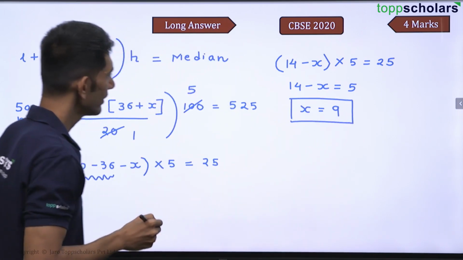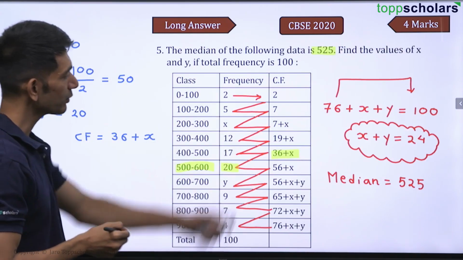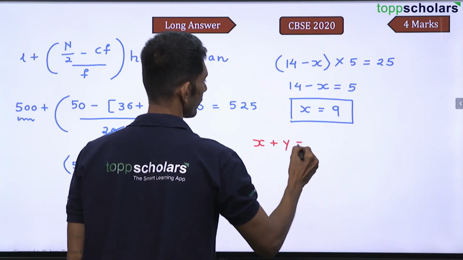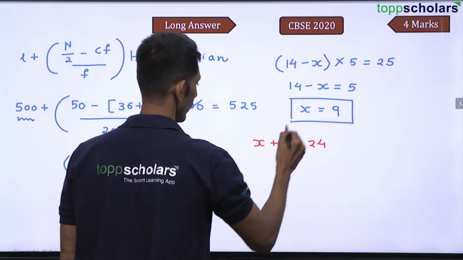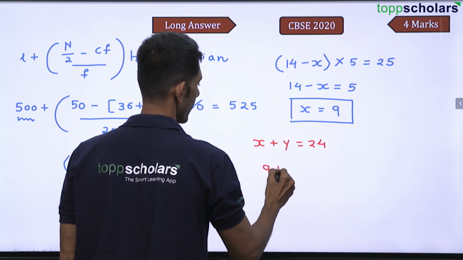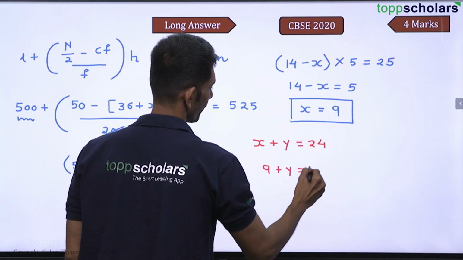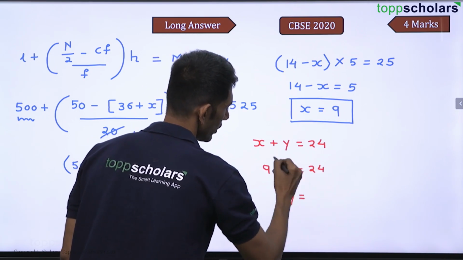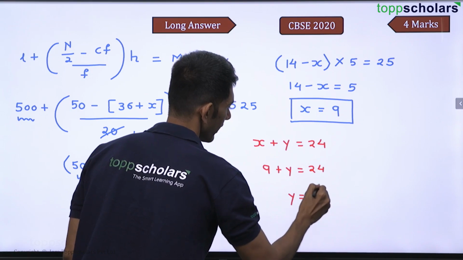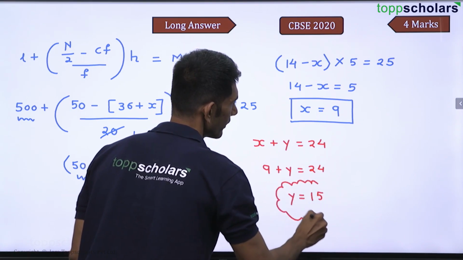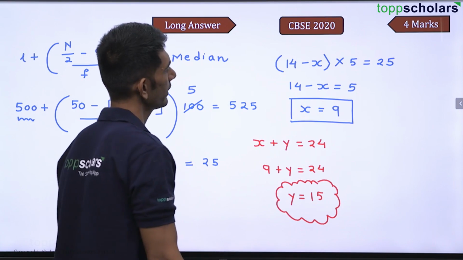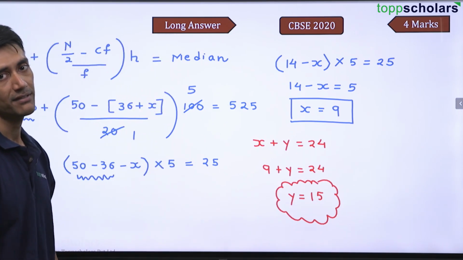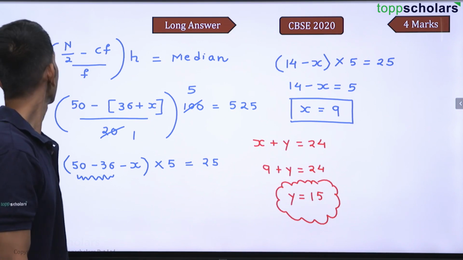Now x is 9, but x plus y is 24. So can I say 9 plus y is 24? So y will be equal to 24 minus 9, and the value of y that you get is 15. So the value of y is 15 and the value of x is 9. Easy question. Perfect. Let's continue.